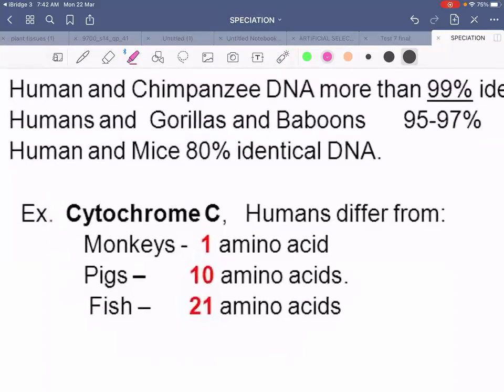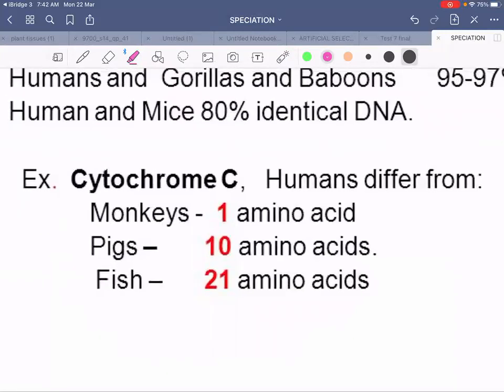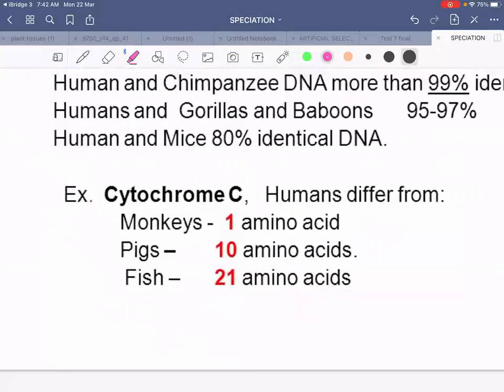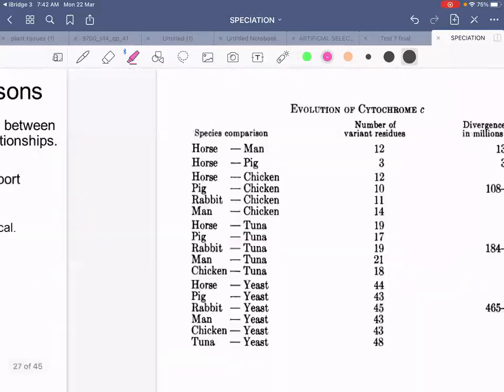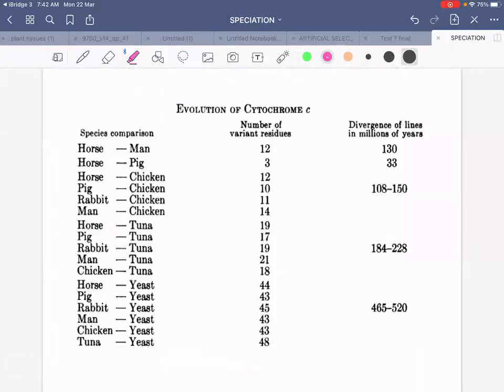So, for example, in this, they're showing you that when they studied the difference between cytochrome C structure in humans and monkeys, the difference of amino acids between monkeys and humans was 1, in pigs it was 10, and in fish was 21 amino acids, right? And as per the evolution theory, they say that the lesser the difference in the number of the amino acids, the more close are two species as far as their evolutionary relationship is concerned.